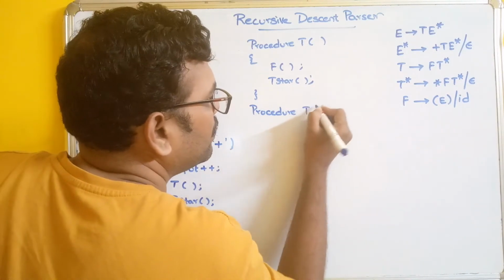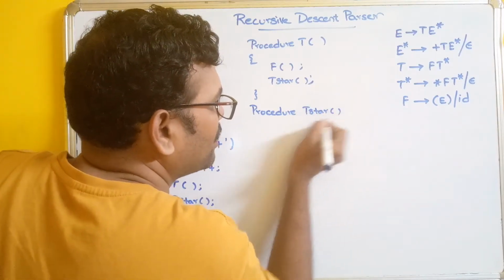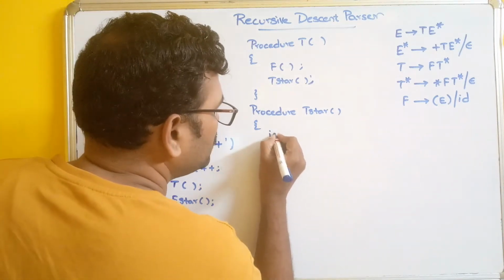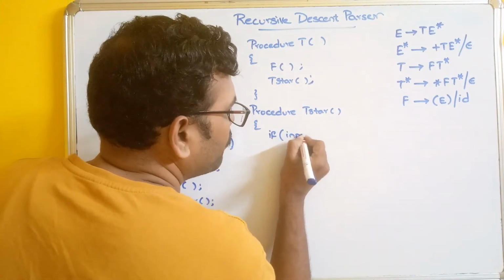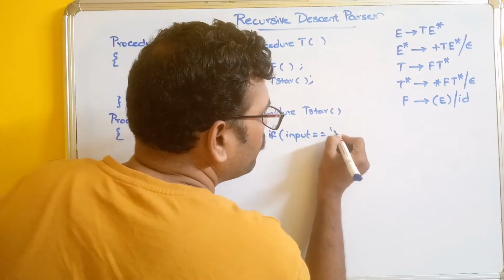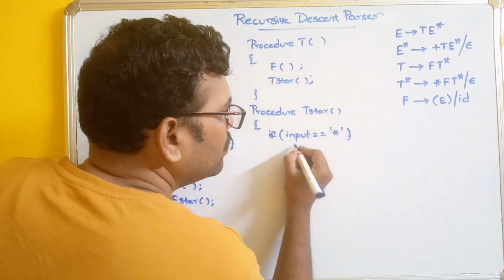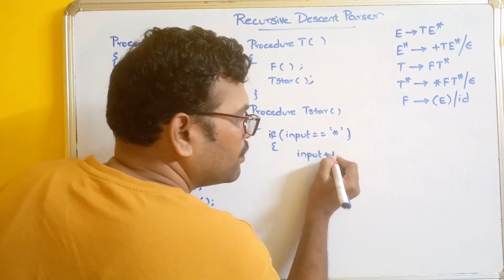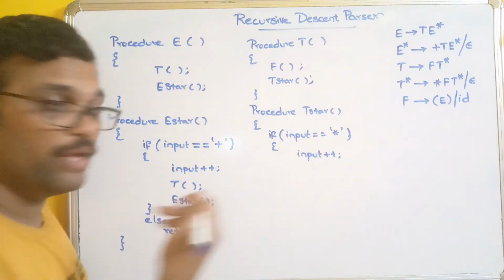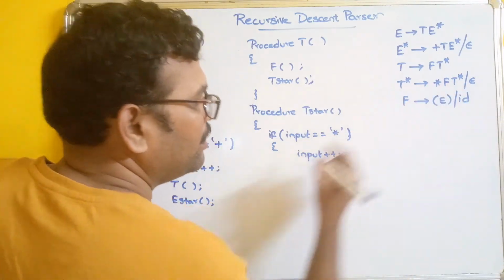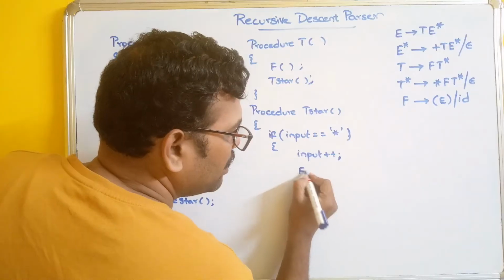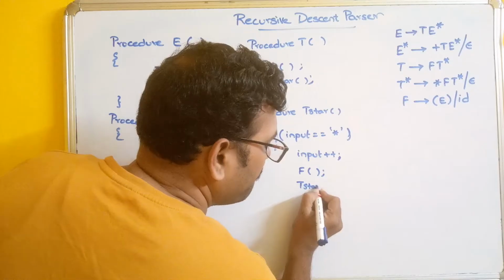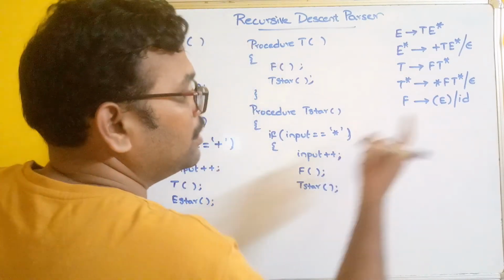Procedure for T star. So what is there? So there we are having some terminals. So again, write down the same procedure. If the input from the input string is equal to star, what we have to do? So simply increment the input, from the rule 2. Okay, from the rule 2 we have written. And then if it is a non-terminal, what happens? Call F. Again terminal star, T star. Again call. So close it.